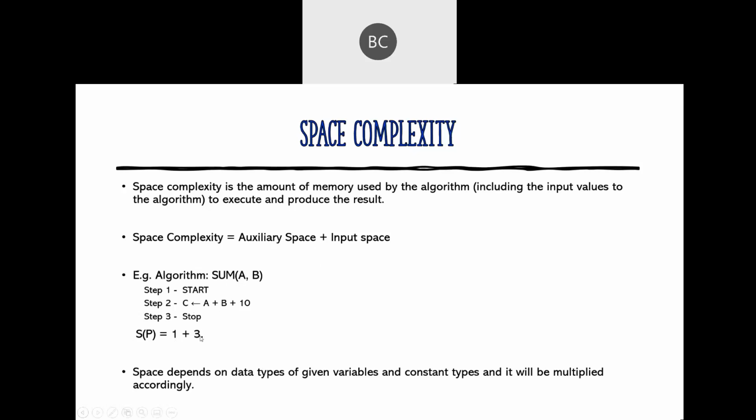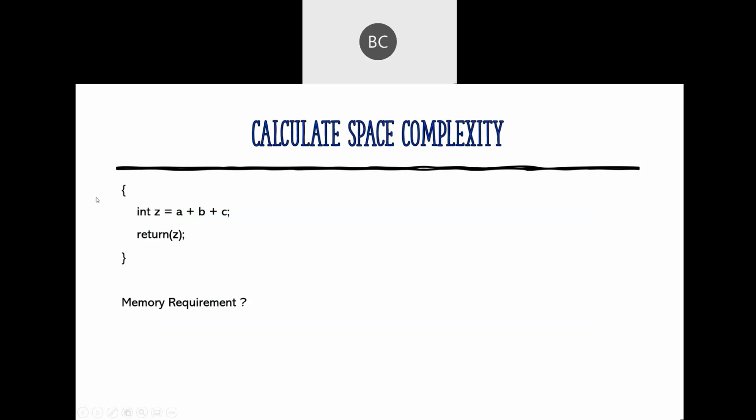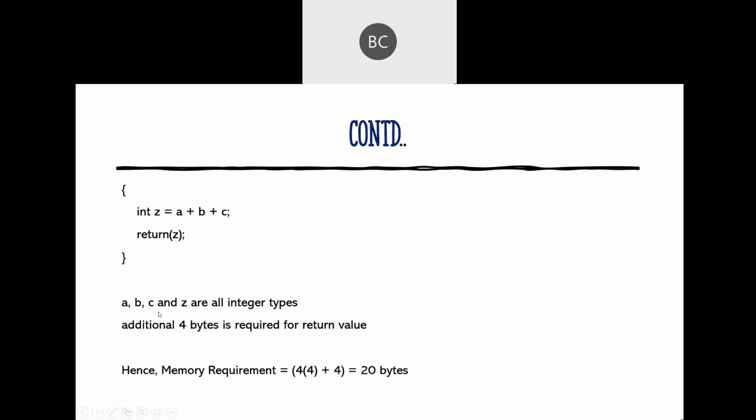Input space, three variables, and one is for the extra constant, which is the extra part. But in this case, I have mentioned the data types of the variables too. So therefore, these A, B, C are all integer types, and an additional 4 bytes is required for the return value. Remember, most instructions take a certain space, and the return code will take a certain amount of space.